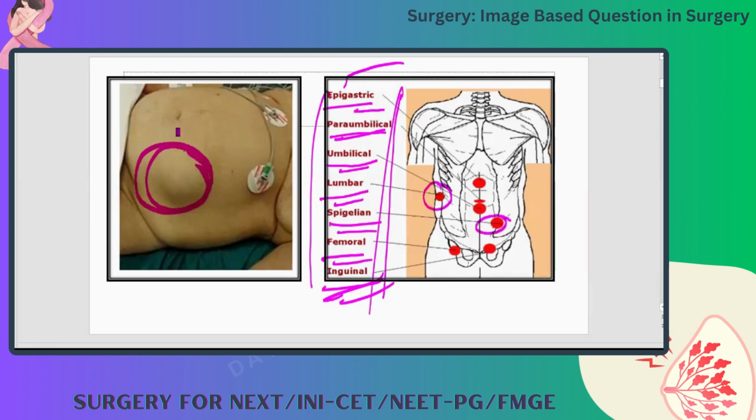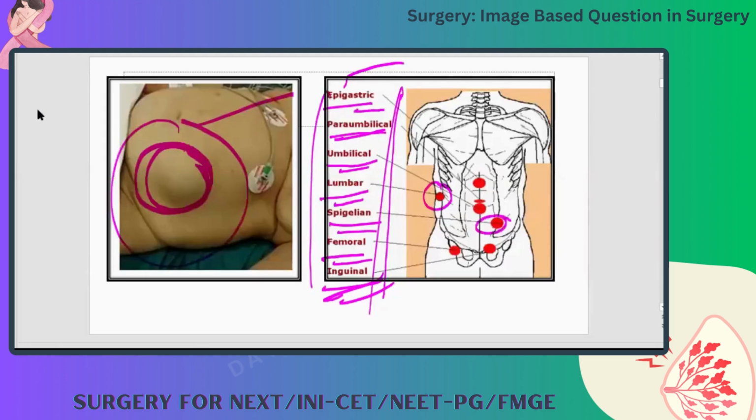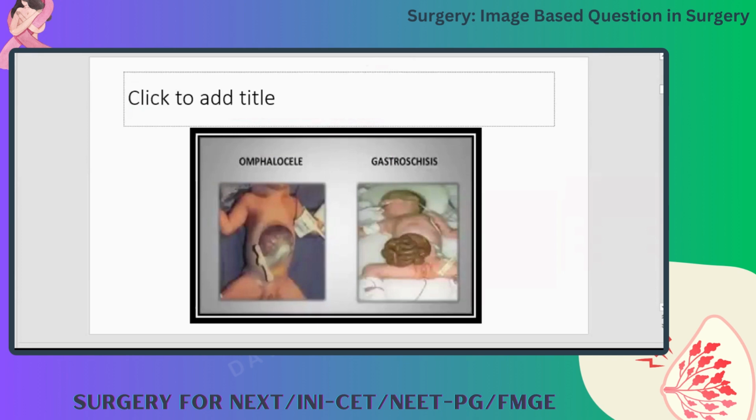So hernia will look like this. Never forget. You should never mark it in such types of images. Never mark hernia first of all. So other sites of hernia: umbilical, paraumbilical, lumbar, spigelian, femoral, and inguinal. These are the various sites. If you see this site and this protrusion, mark it as that hernia. So these are the real images of.